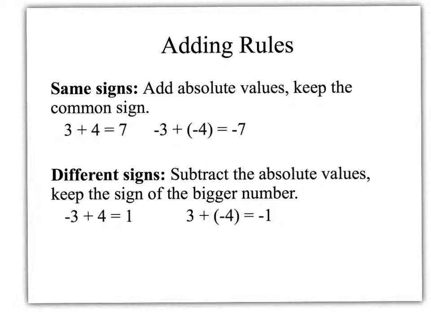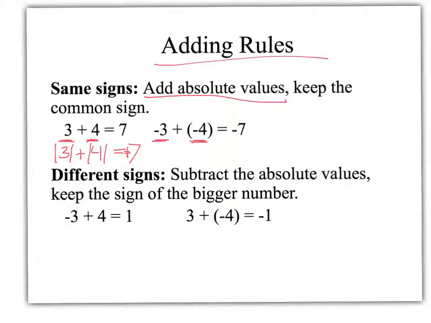Okay, adding rules. There's two of them because we have two different cases. If the signs are the same, so there's a positive and a positive, or a negative and a negative, add the absolute values and keep the common sign. So 3 plus 4, that's easy, but what you really did was the absolute value of 3, the absolute value of 4, and the absolute value of 3 is 3, the absolute value of 4 is 4, and then your answer is 7. Now, because both of those numbers started as a positive, your answer is a positive, and you don't have to write the plus sign. If you want to double check yourself, you can, but a positive, you just write it as a positive.